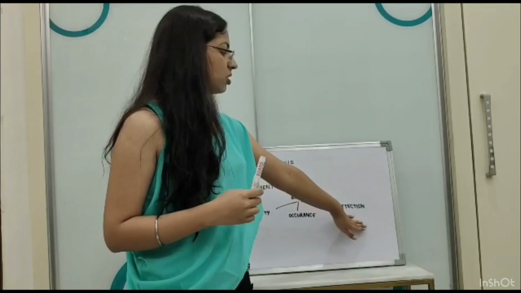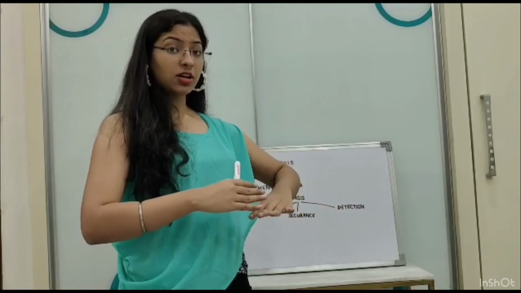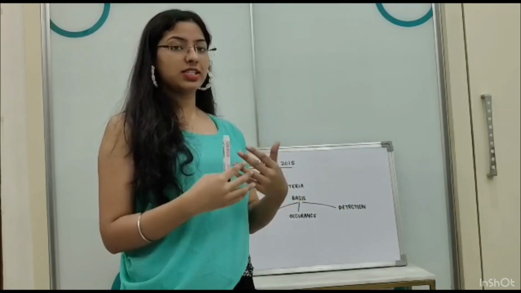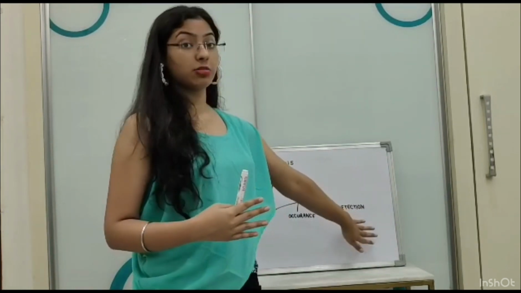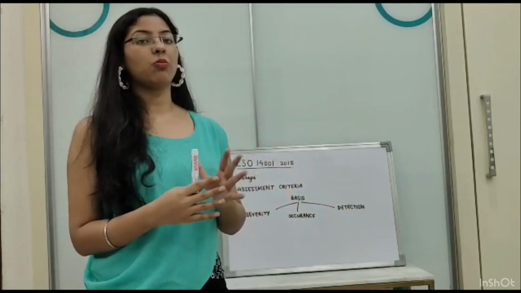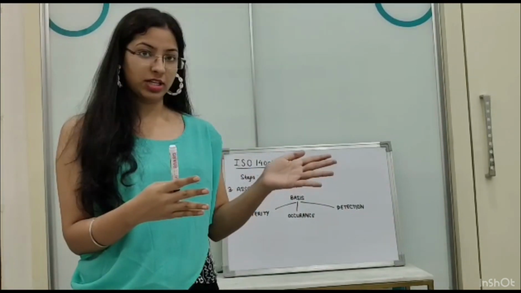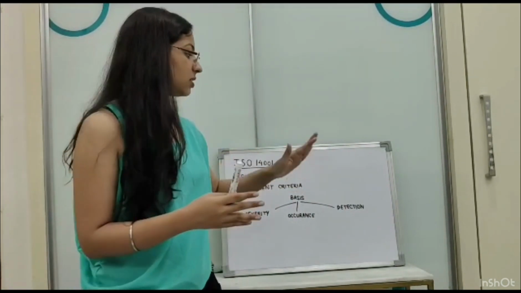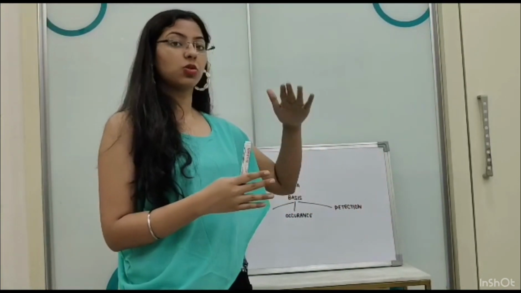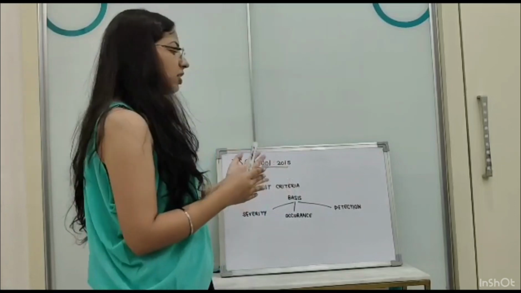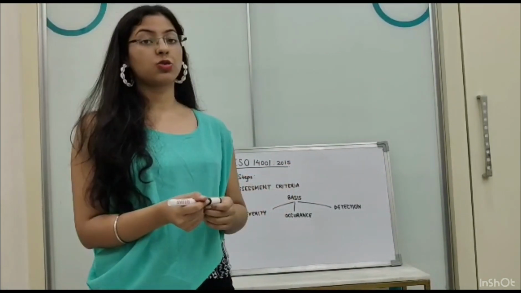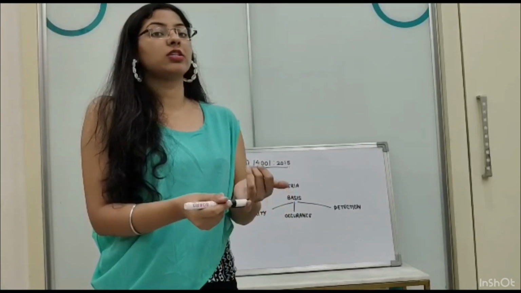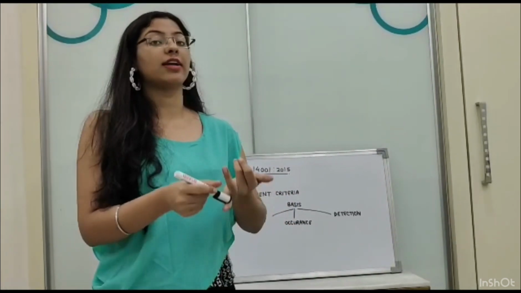Next is the detection. If it is to be detected, if it is easy to detect. That means if the environmental harm that is caused by the activities, products or services is easy to detect or not. If it is not, the scoring system will be low. That we'll do in the next lecture. We'll see how the scoring system is useful and how it is basically used, using an example.